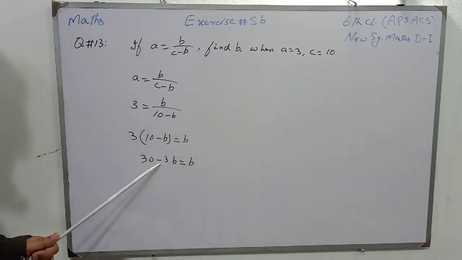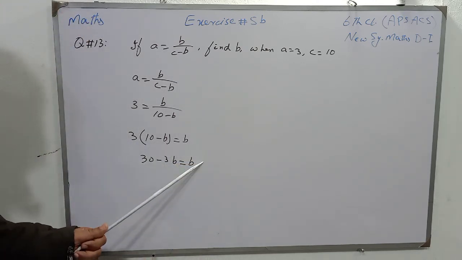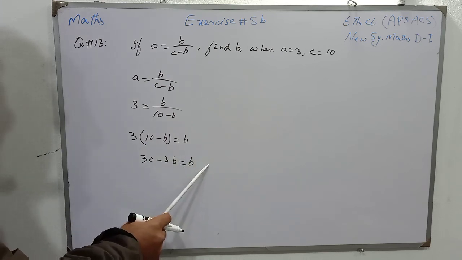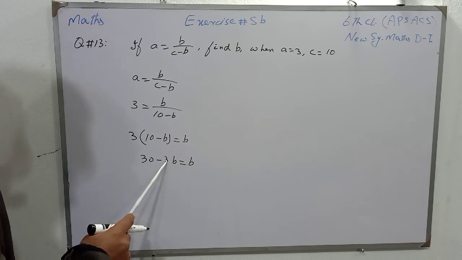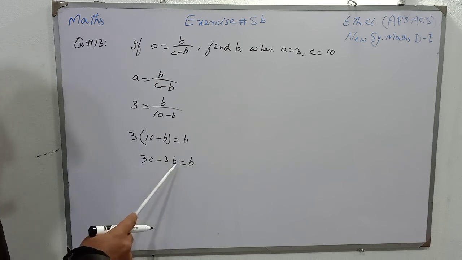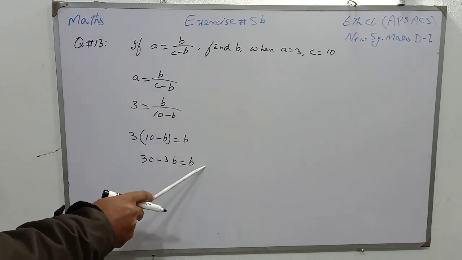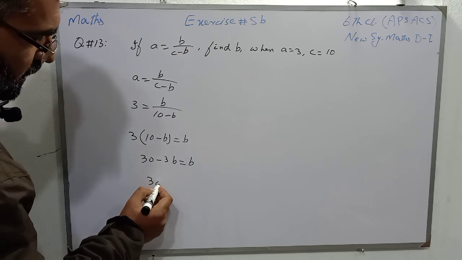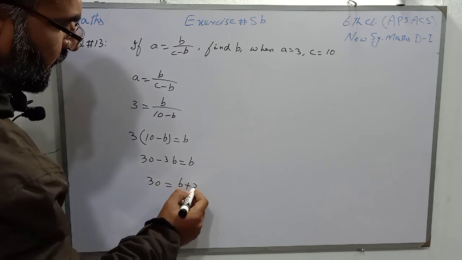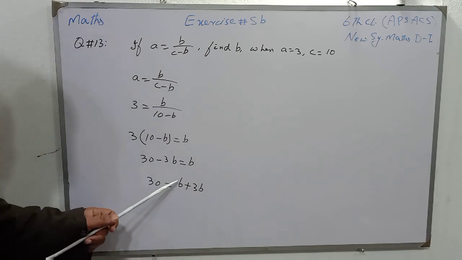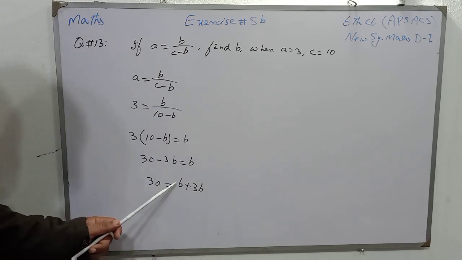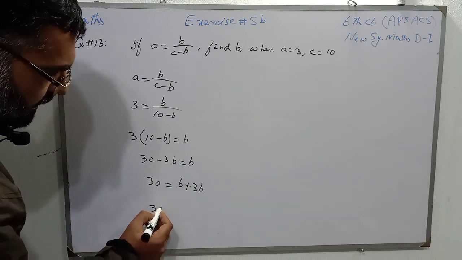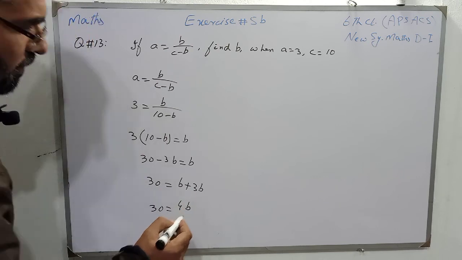Now students, this 3B is minus on the left side. When we transfer it to the other side it will become plus, because like terms are written on the same side. Because when we sum up, we can add only the like terms. So this 3B will be transferred to the other side and it will become plus, and on the left side there will be only 30 is equal to B plus 3B. Students, the coefficient of this B is 1. When we sum up B and 3B we will get 4B, and it is written as 30 is equal to 4B.